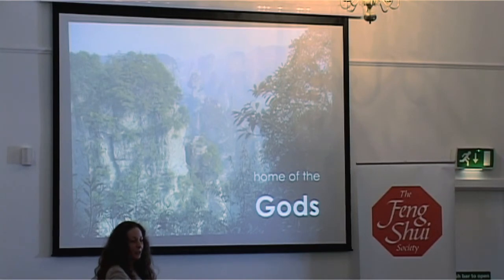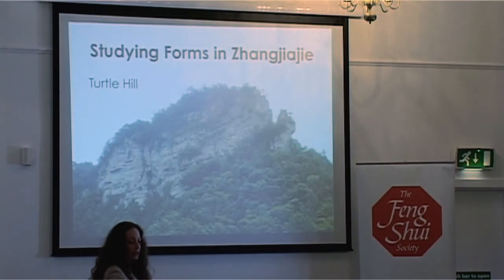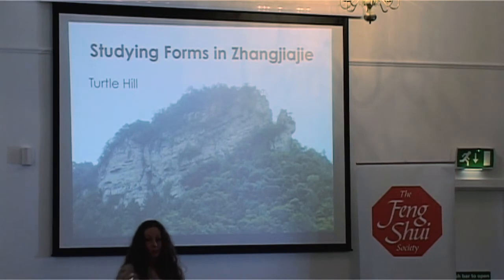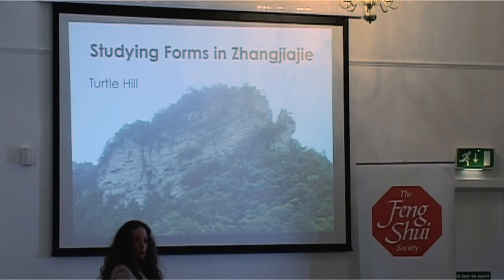So if you've seen Avatar, you might recognise some of this landscape. It's just incredible. It's called Zhangjiajie. It's an area there where the mountains also have wonderful shapes. So here we see the shape of what looks like a turtle. A mountain that looks like a turtle, so they call it Turtle Hill.